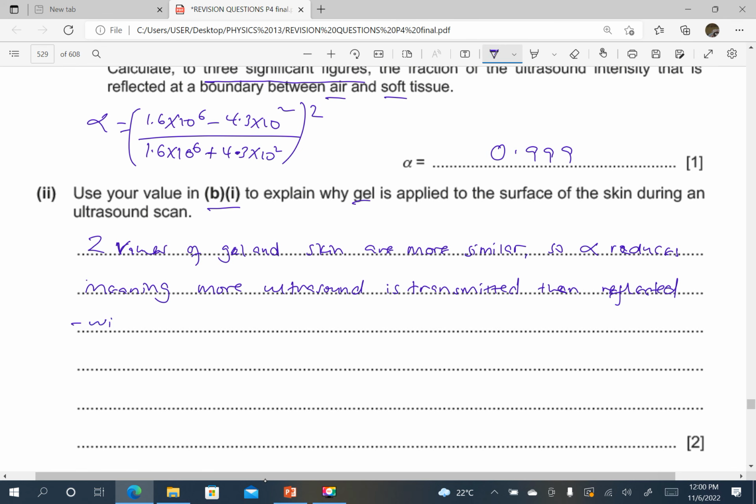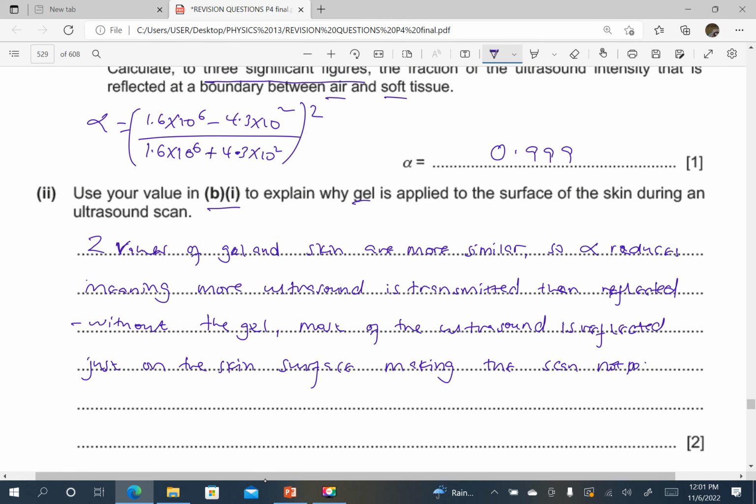Without the gel, most of the ultrasound is reflected just on the skin surface, making the scan not possible.